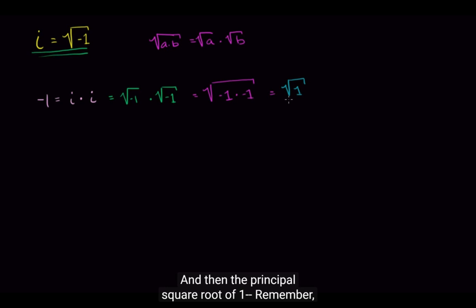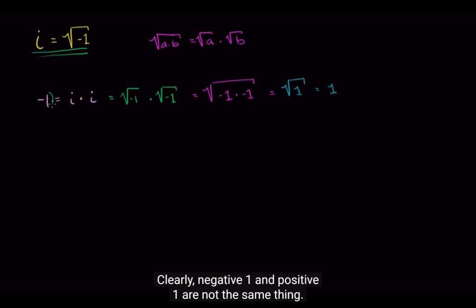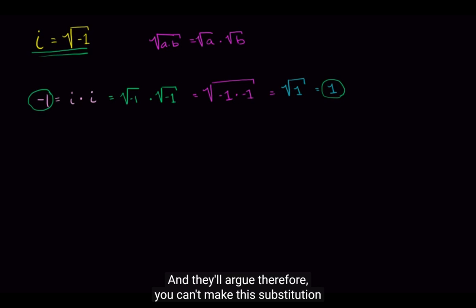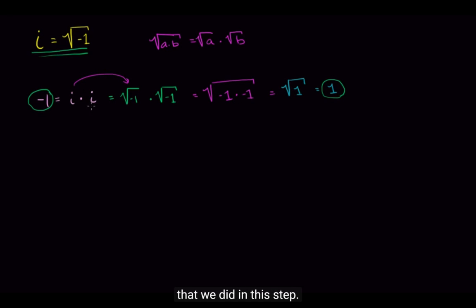And then the principal square root of 1, remember, this radical means principal square root, positive square root. That is just going to be positive 1. And they'll say this is wrong. Clearly, negative 1 and positive 1 are not the same thing, and they'll argue, therefore, you can't make this substitution that we did in this step. And what you should then point out is that this was not the incorrect step.